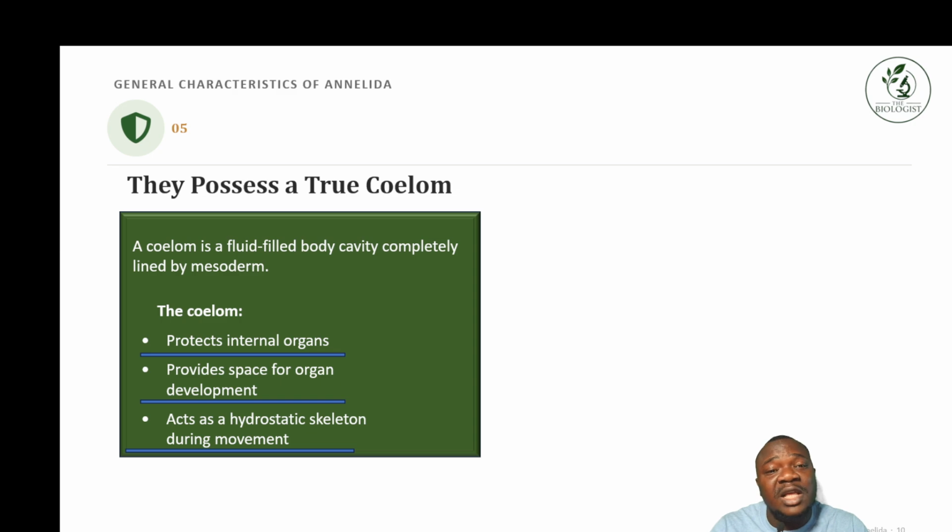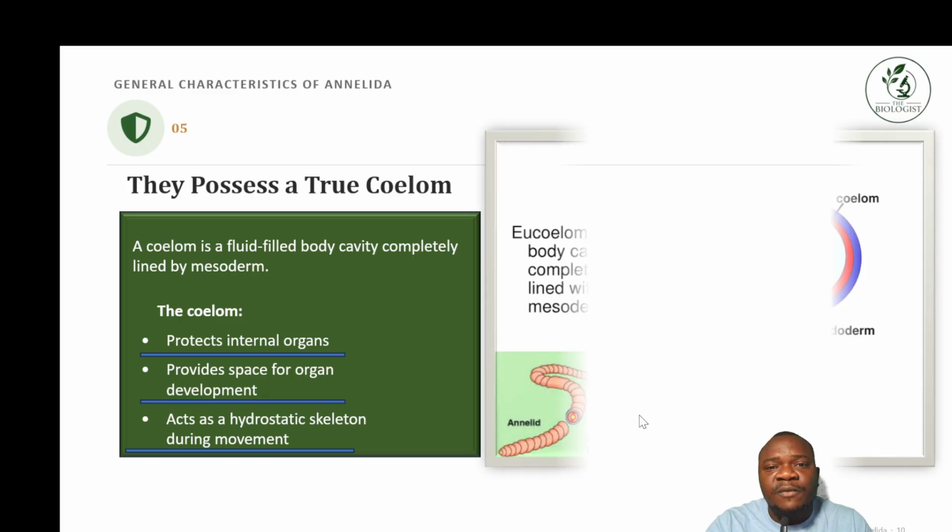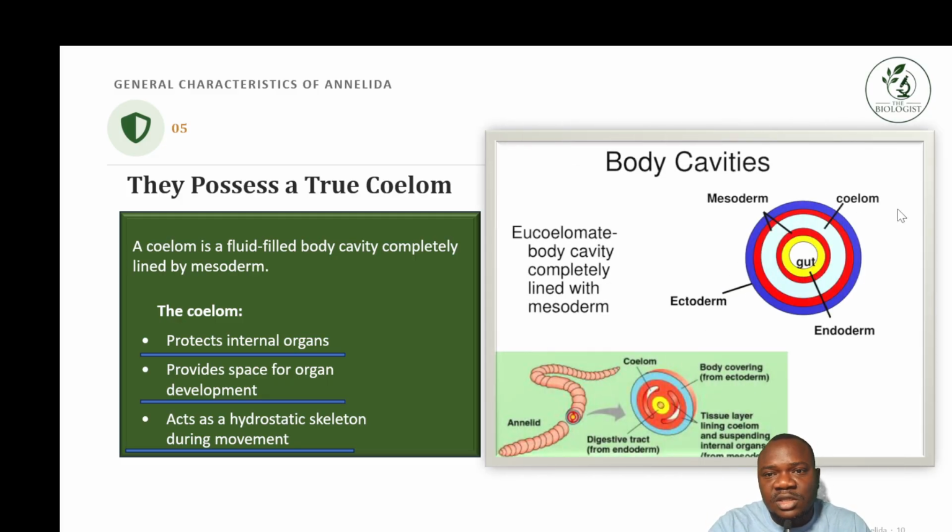A hydrostatic skeleton is a fluid-like skeleton, unlike we humans that have bones, or some animals that have shells. Their skeleton is hydrostatic because hydro means liquid or water. It means their skeleton is in the form of what? Fluids. Okay, so if you look at this, you can see this is the coelom.